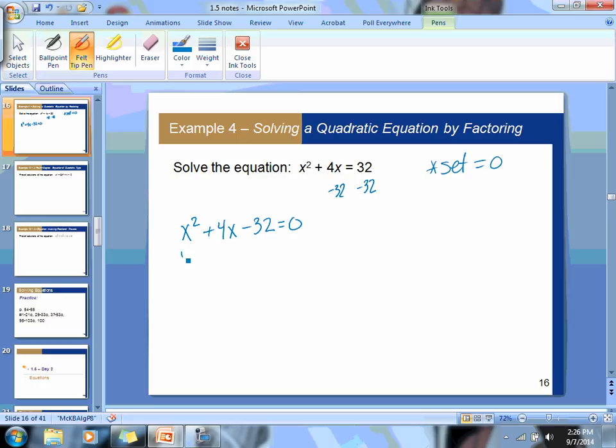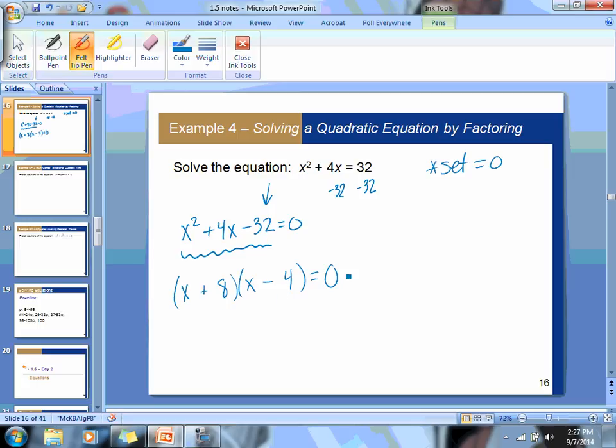And now I have my trinomial, so I'm just going to focus on those 3 terms, and I'm going to have to use guess and check. I'm going to need the factors of 32 that add up to 4. The factors of 32 that'll get me to a 4 would be an 8 and a 4. So an x and an x and an 8 and a 4. And the way I get to a positive 4 is if the 8 is positive and the 4 is negative. So now those will add to a positive 4 and multiply to a negative 32.